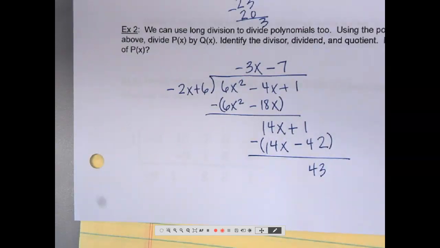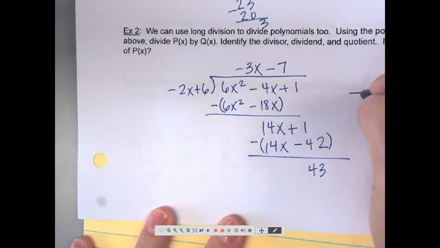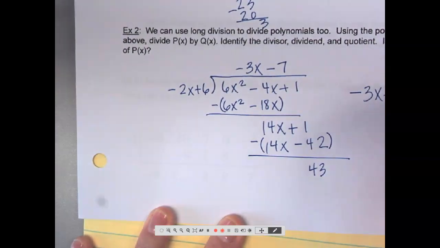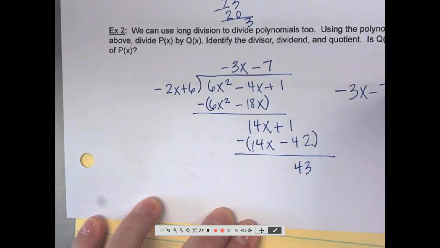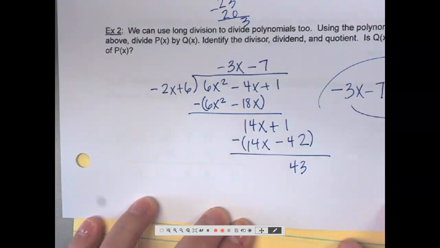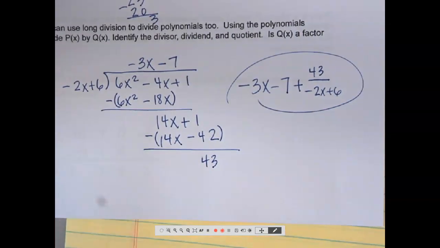Okay, so how would I write this answer? Negative 3x minus 7. This was a positive 43, so I'm going to say plus 43 over the divisor. Was it a factor? No, it didn't divide evenly. There was not a remainder of 0.